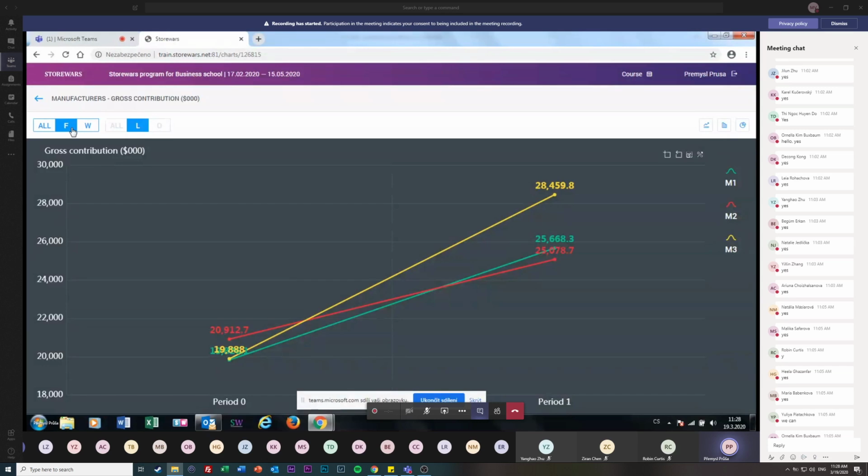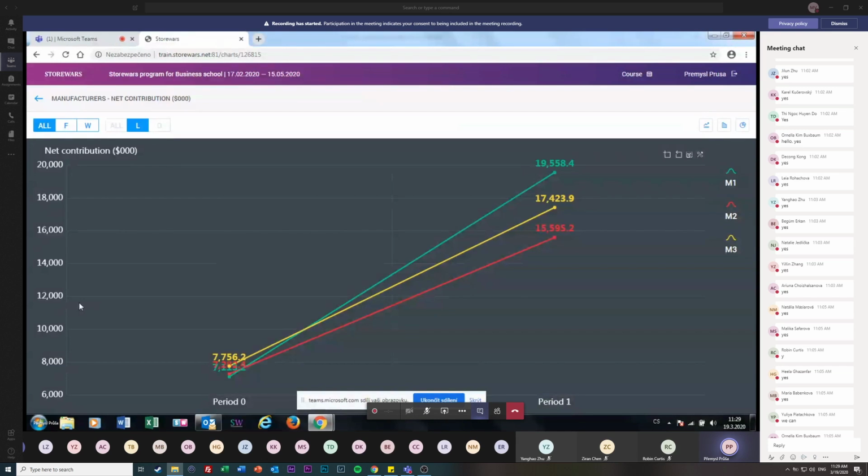Net contribution should basically copy the development of the gross contribution. So let's have a look. So that's for all, for the whole market, Voodoo's and Voodoo's together. And here manufacturer 1 is the best, followed by manufacturer 3 and manufacturer 2 the last. But the difference again is not so high. So I'm quite happy for this development.